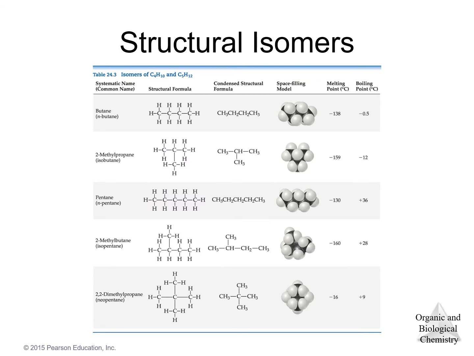So butane, 2-methylpropane, that's isobutane. Pentane, you can have isopentane, and you can have neopentane, which is the same as 2,2-dimethylpropane, and they have different isomers for those.